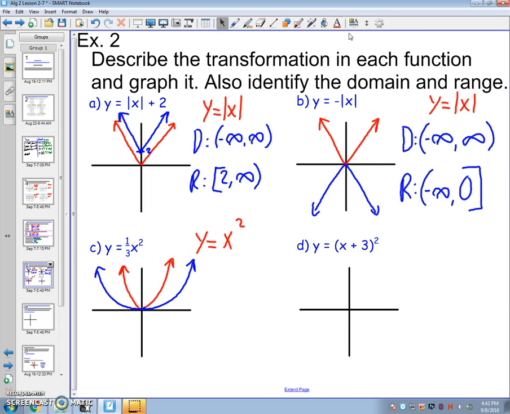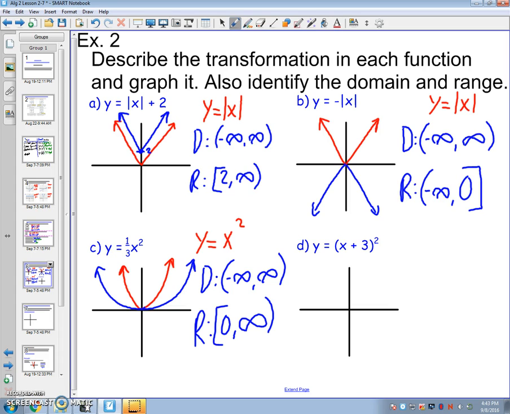So for this blue line, the domain, how far left, how far right, it goes left forever, negative infinity. It goes right forever, positive infinity, or all reals. For range, how low to how high, the lowest is still 0. It includes 0. How high, it goes up forever to positive infinity. So that could be y is greater than or equal to 0.